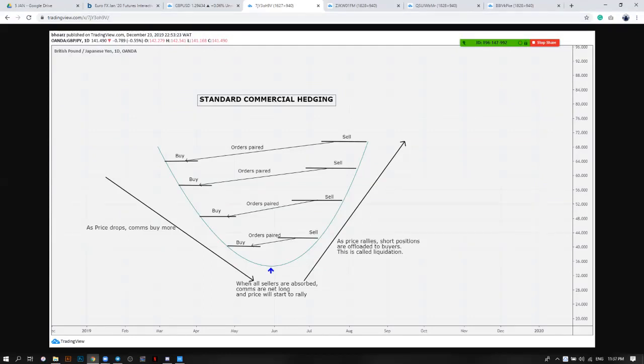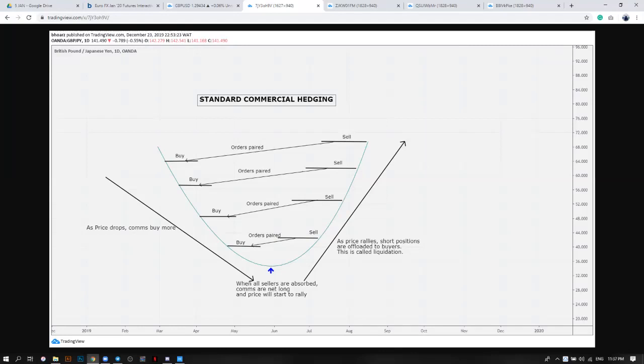As it drops even further, the commercials buy. So what they're doing is absorbing the sell positions from the other players in the market. Okay, this obviously is a downtrend, right? The market is going down. So now you need to ask yourself a question. The market is clearly on a downtrend, and on a downtrend, the majority of people in the market are selling. So if the majority of the people in the market are selling, who is buying from them?